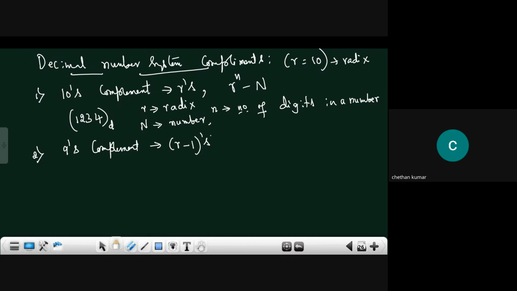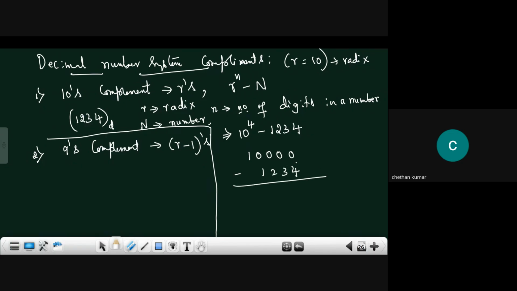How to find out the complement of this number? Let me put it like this. How to find out the complement of this number? 10 to the power of 4 minus 1, 2, 3, 4. Correct. What is 10 to the power of 4? 10 followed by how many zeros? 4 zeros. Minus 1, 2, 3, 4.